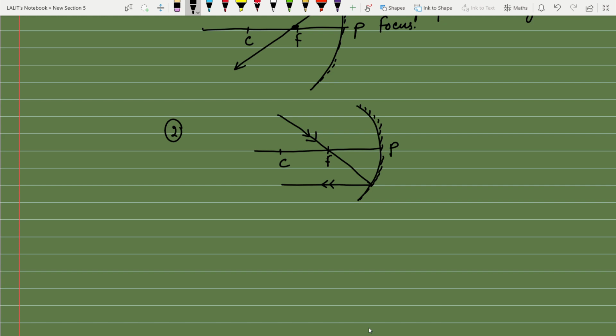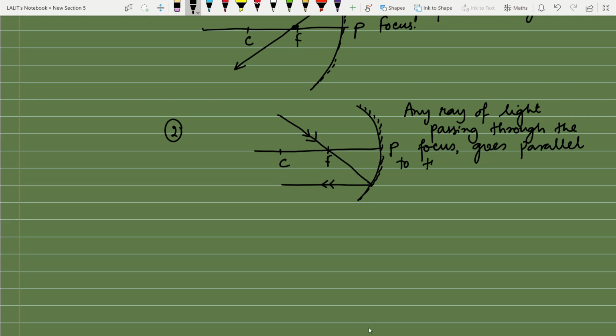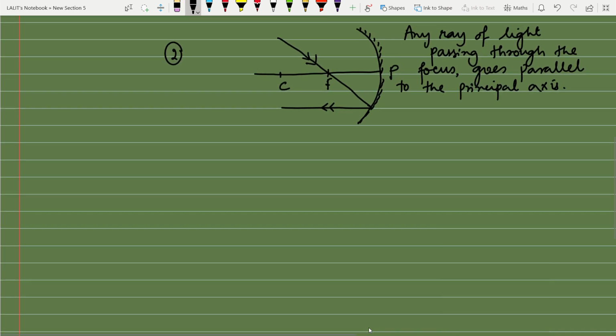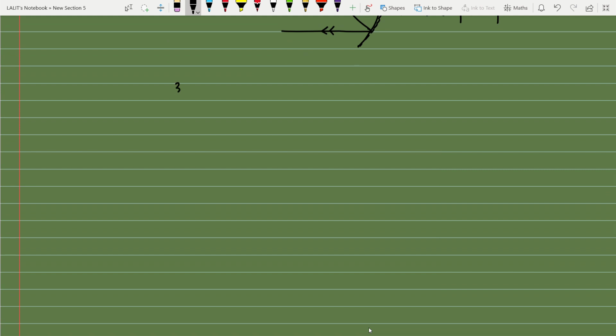So the rule says any ray of light passing through the focus goes parallel to the principal axis. This is rule number 2. Let us come to rule number 3. What is rule number 3?